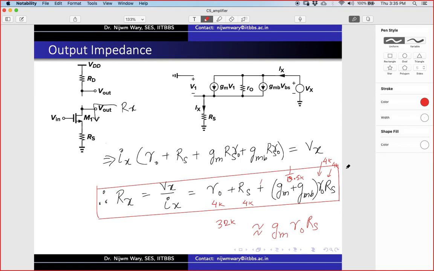GM is like 1 by 200, 1 by 400 types. Yes, it's around 1 by 200 ohm, something like that. Suppose it is 1 by 200, then it is of the order of maybe 40K. So what I mean here is that depending upon what this value is, this term will dominate. That's my only conclusion.